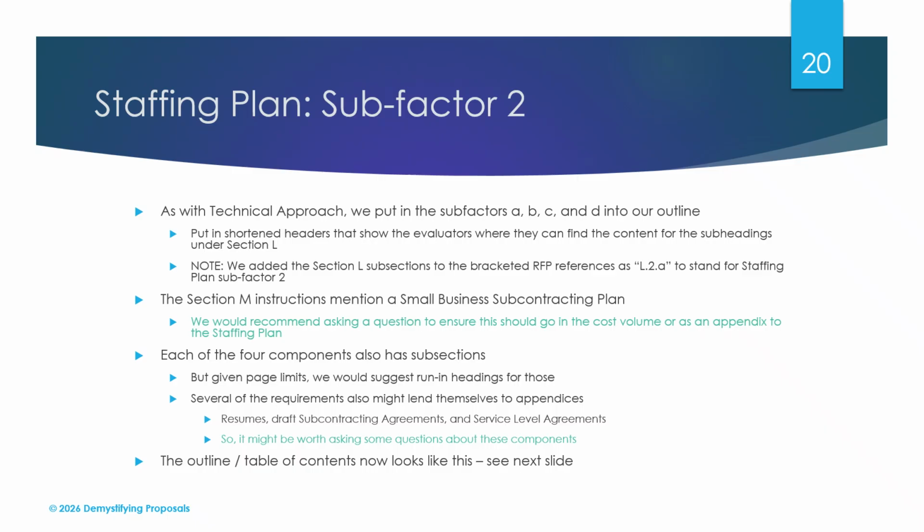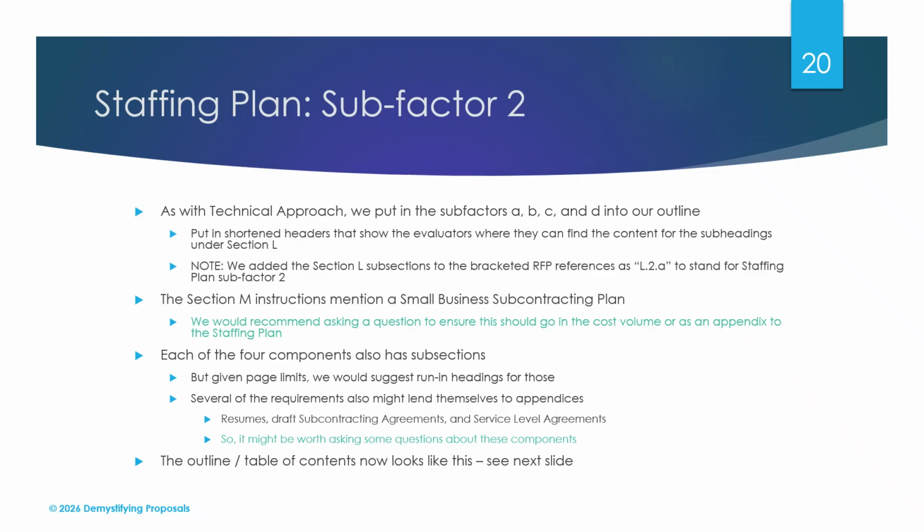The section M instructions mention a small business subcontracting plan. This is another thing we might want to ask a question about. Usually small business subcontracting plans go in the cost volume, but at the very least, you only have 20 pages to address all 5 factors. You're not going to have enough room to put a full small business subcontracting plan in the staffing plan section. So you want to ask a question about that.